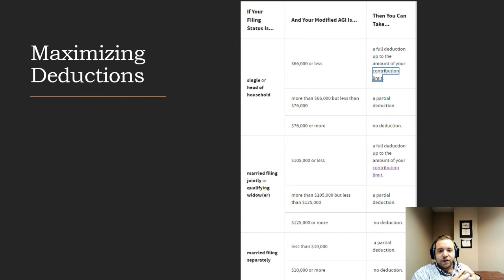And then for married filing joint, it goes up to 105 or less with a full deduction, and anything above that, you get a partial deduction. And a lot of these tax softwares can actually maximize what they should make, and they can make that by the due date of the return to count for the previous year.